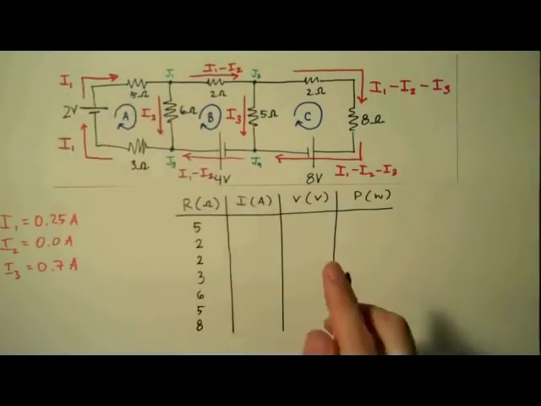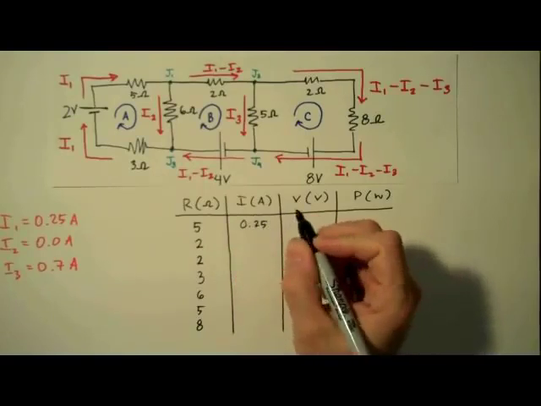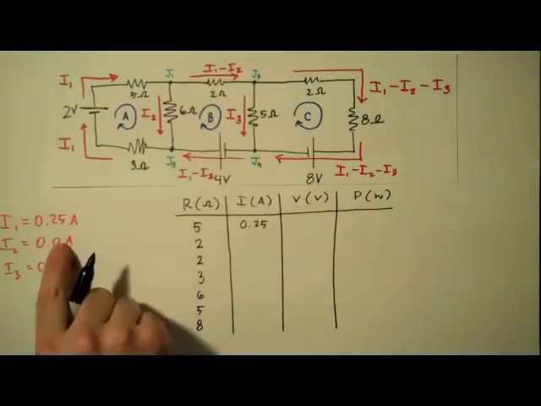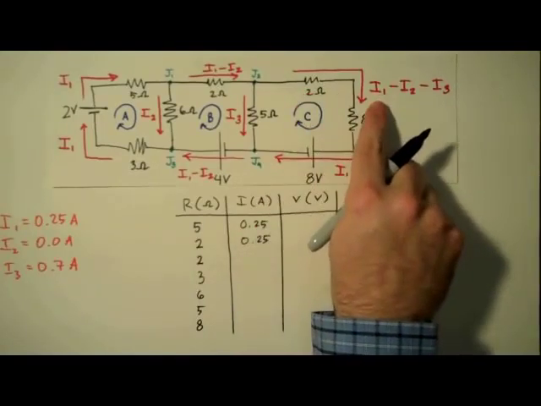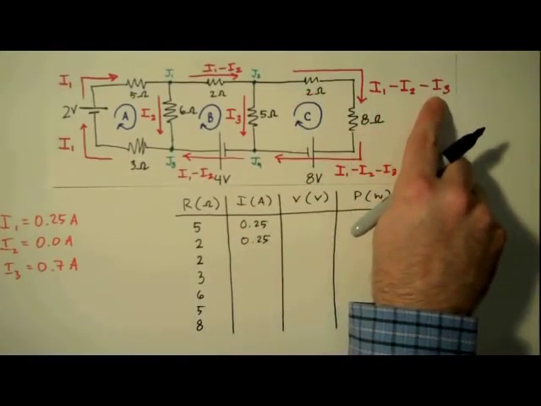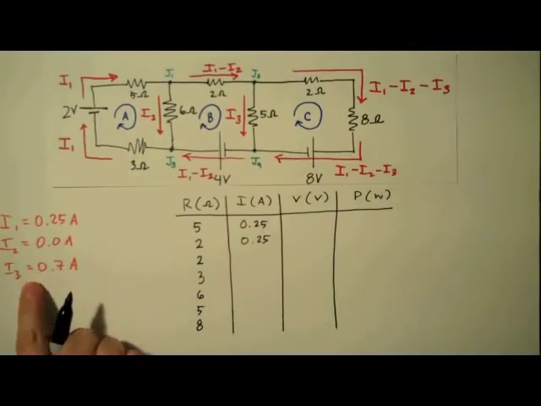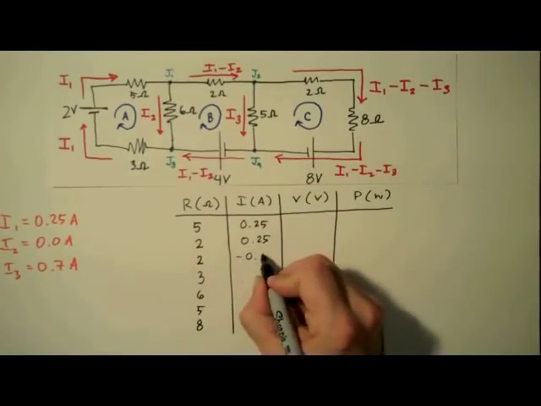The current through the 5 ohm resistor is just I1, which is 0.25. The current through the 2 ohm resistor is I1 minus I2. That difference is also 0.25 amps. And the current through this 2 ohm resistor here is I1 minus I2 minus I3. That difference is actually negative. We get negative 0.45 amps.